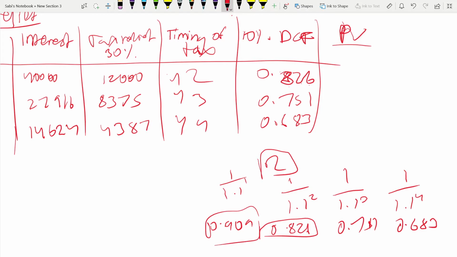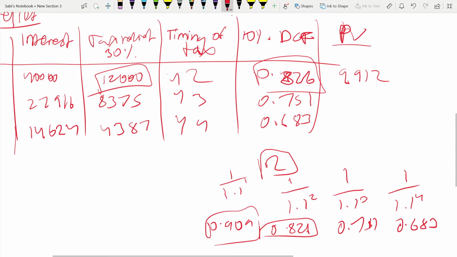So when you find the discount factor, do you know how to find the present value? This tax relief, 12,000, multiply with the discount factor. That's it. It will be 9,912. You can use Excel to multiply. You just multiply in one cell and copy and drag to the other cells. This saves a lot of time.